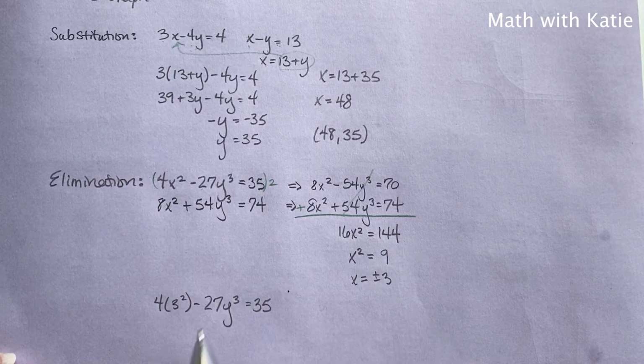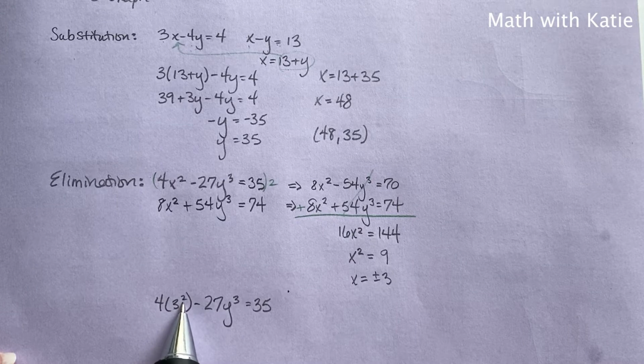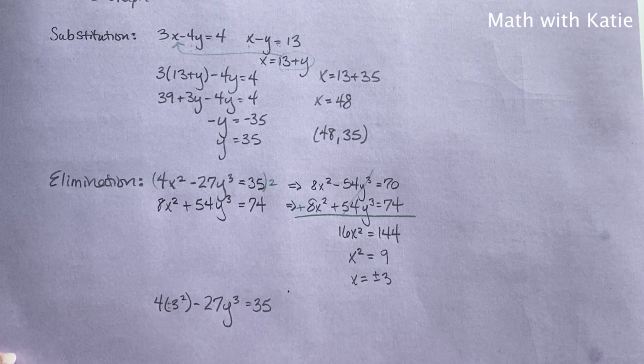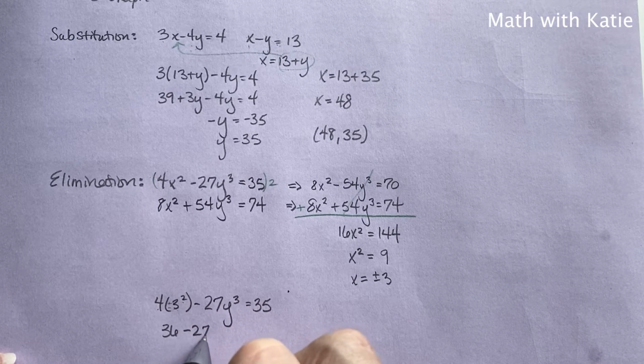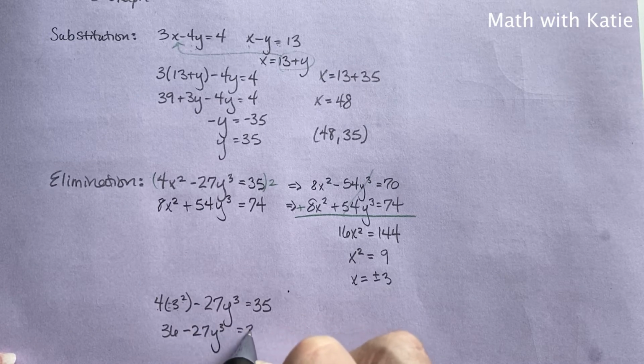Now, if you'll notice, if we put in the negative 3 here, it's still going to come out positive. So really, it doesn't matter that we have 2 solutions because it's going to come out the same anyway. All right, so 4 times 9, 36, minus 27y cubed equals 35.